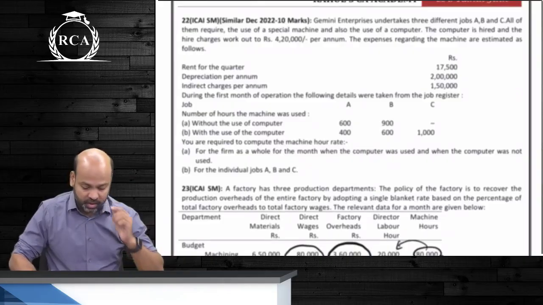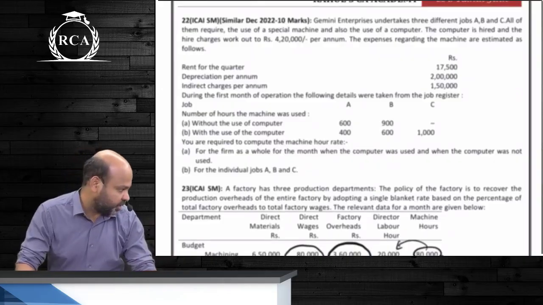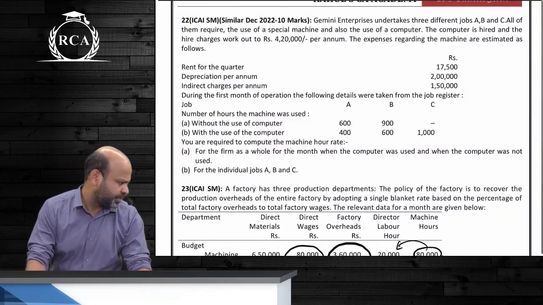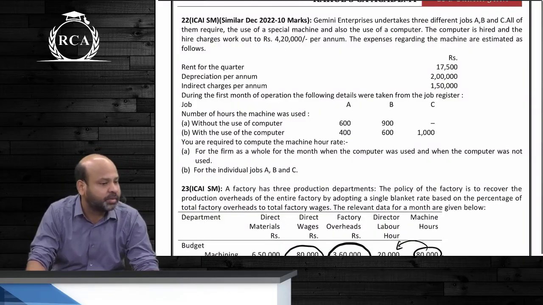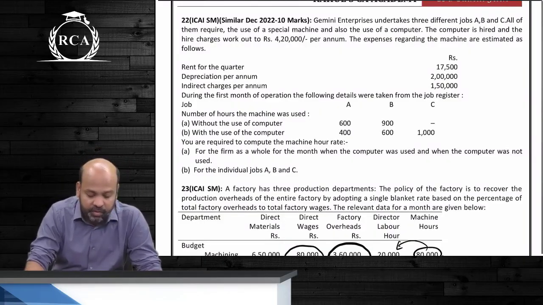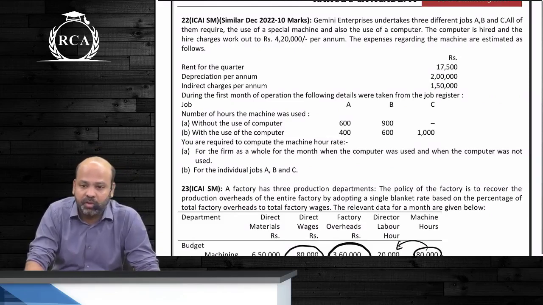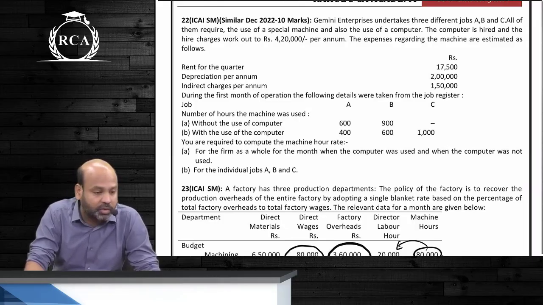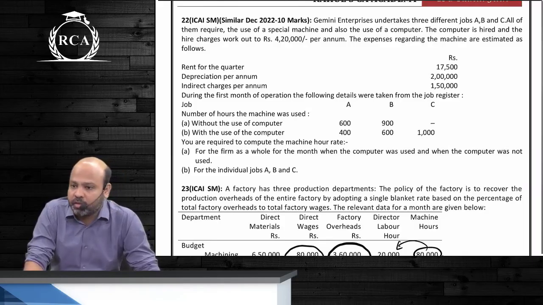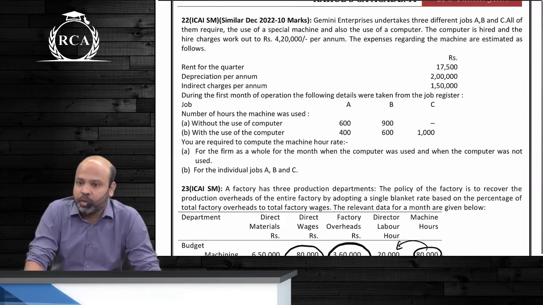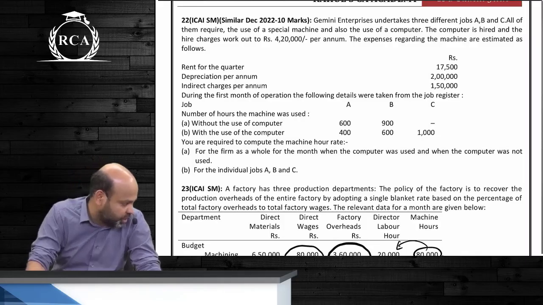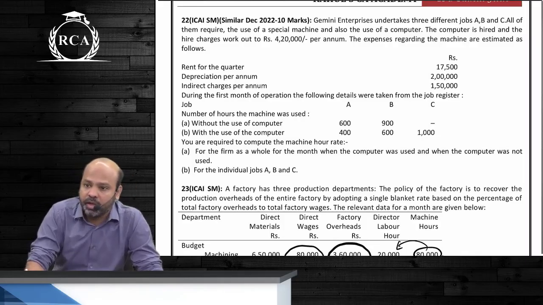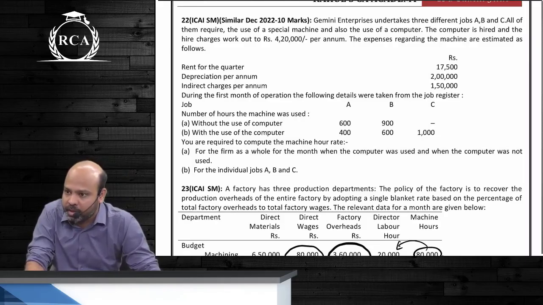You have to arrive at the amount of rate, guys, for machine hours separately and for computer charges separately. The total number of hours for which the machine was used is 3,500. With or without the computer does not matter. Machine is being used for 3,500 hours, beta, and then computer is being used for 2,000 hours. So there are two basic rates that you're going to compute. What is the rate of using the machine on a per hour basis, and then what is the rate of using the computer beta on a per hour basis.